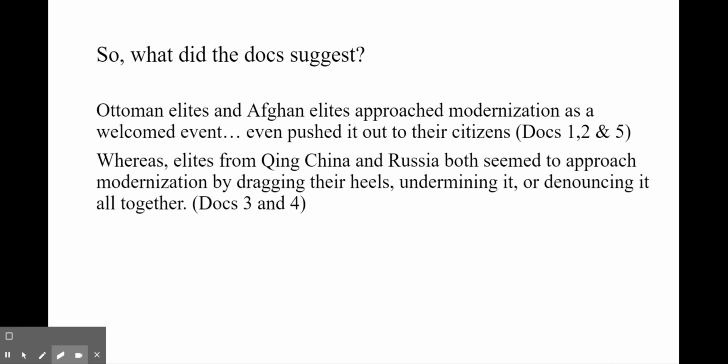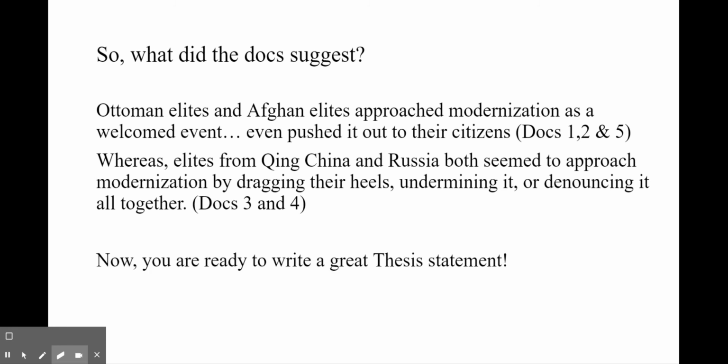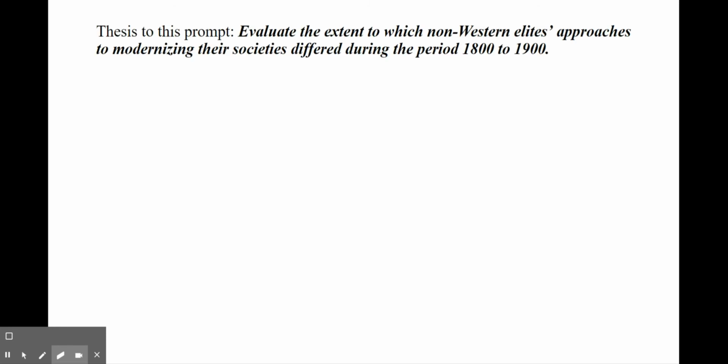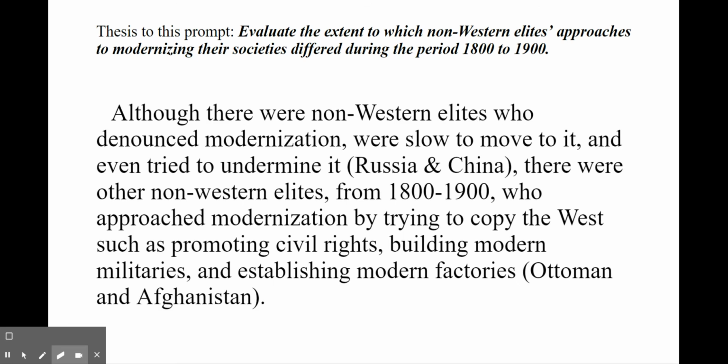Ottoman, and it's just what I've already said, and you can stop this and pause it at any time and hash it out yourself. Now you're ready to write this great thesis. Let's do that then. Notice how I start off the thesis, because it begins the moment of trying to evaluate the extent. It does exactly what they would like for me to do.